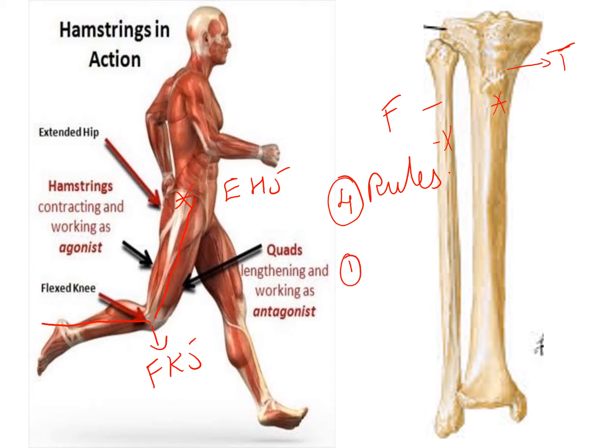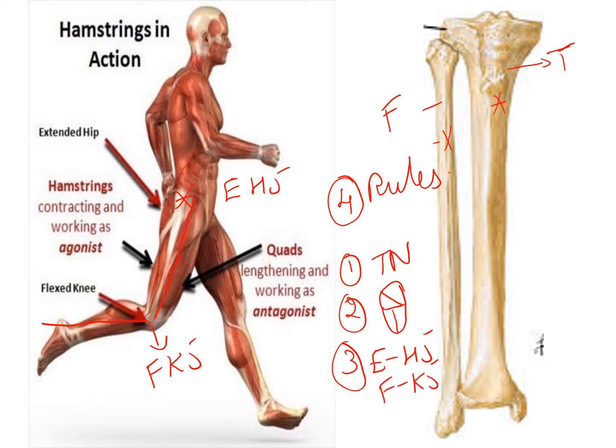Rule number 1 was that they should be supplied by the tibial nerve. Rule number 2 was that they should arise from the ischial tuberosity. Rule number 3 was that they are the extensors of the hip joint and flexors of the knee joint. Rule number 4 was that they should be inserted either into the tibia or the fibula. So these are the four rules followed by the hamstring muscles.